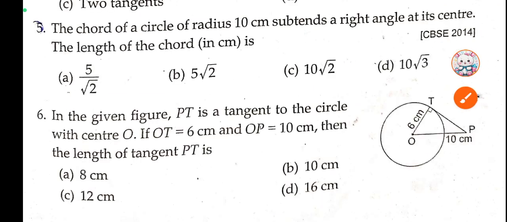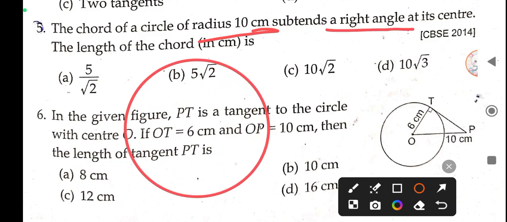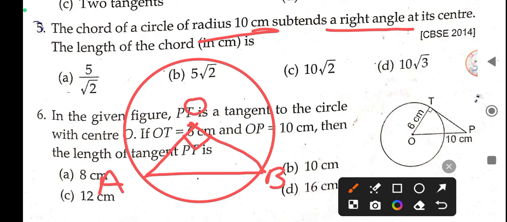Let's proceed. Now, what does this say? A chord of a circle of radius 10 centimeter subtends a right angle at the center. Let's draw a circle. Let's take that this is a chord, and name it AB. It subtends a right angle at the center, which means it makes a right angle. If we take O, angle AOB is a right angle. It is mentioned in your course.